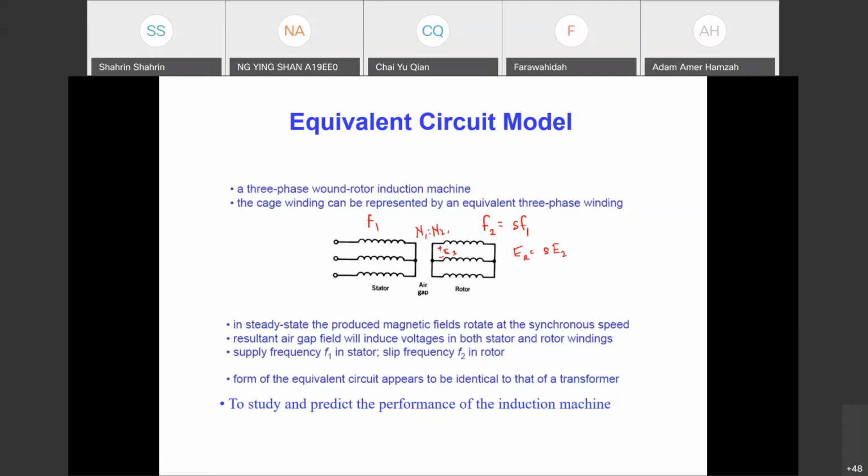But still we need to derive this one, because the difference is that the rotor is rotating. There is a rotational motion there instead of static. So there will be some difference between the transformer equivalent circuit and the motor equivalent circuit.